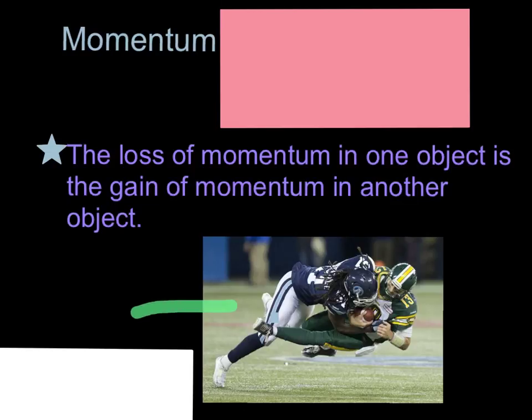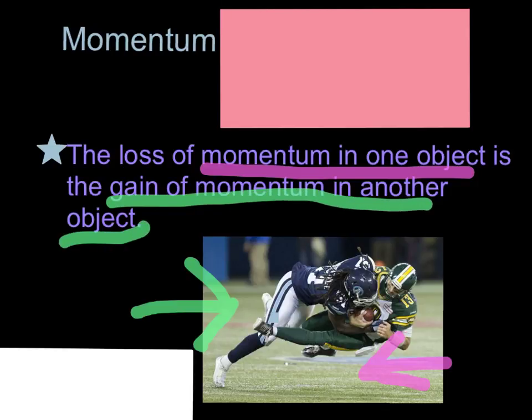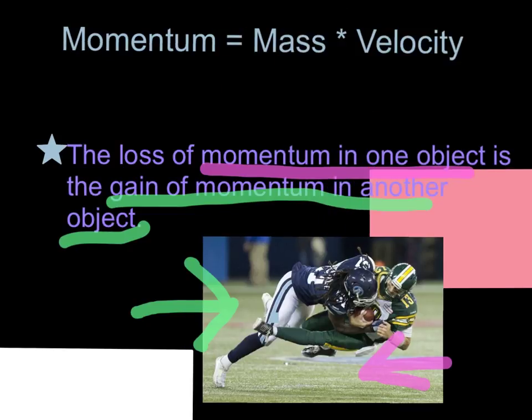into motion. The defense attempts to tackle the offense at their legs as they start to run, and the loss of momentum in one person is a gain of momentum in another person. The loss of momentum in one object is a gain of momentum in another object. So remember, momentum equals mass times velocity.